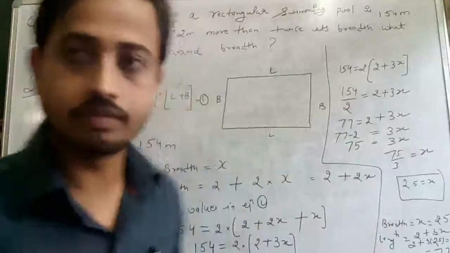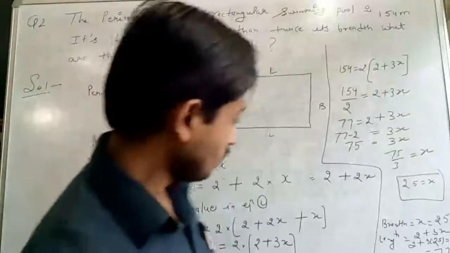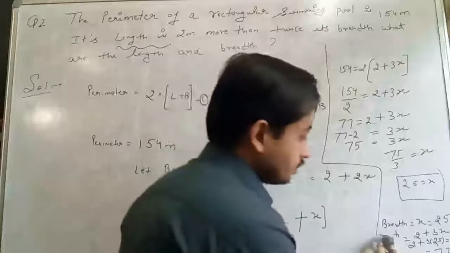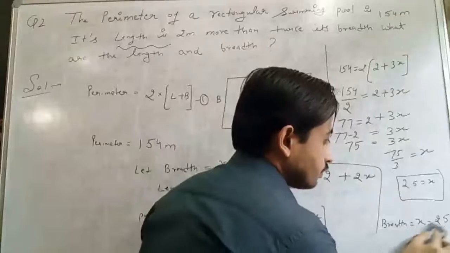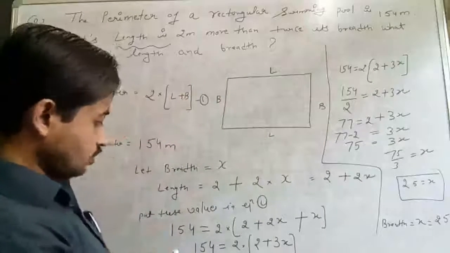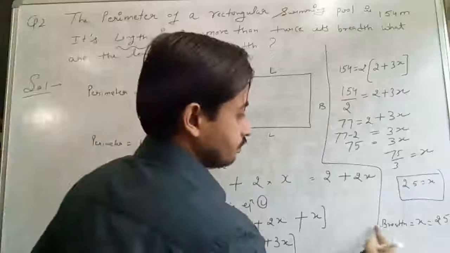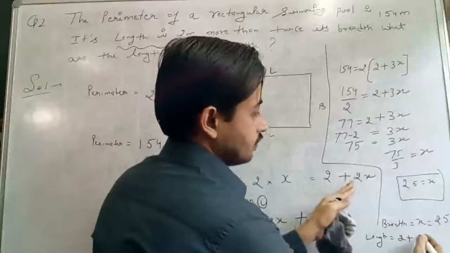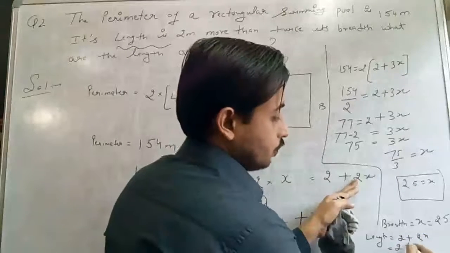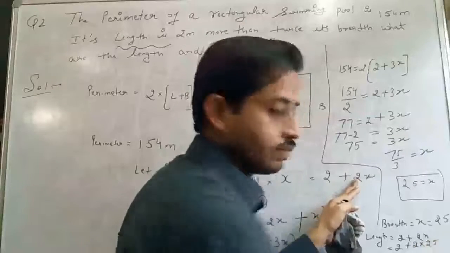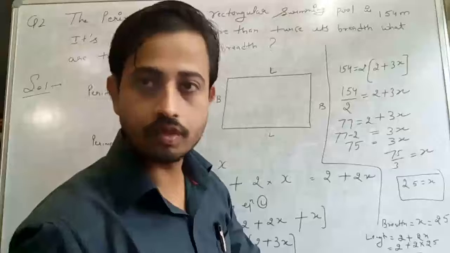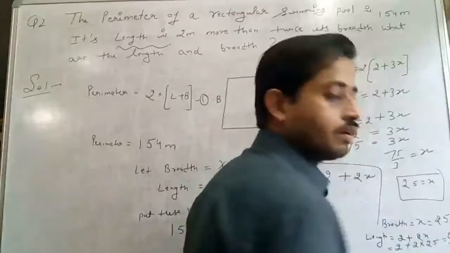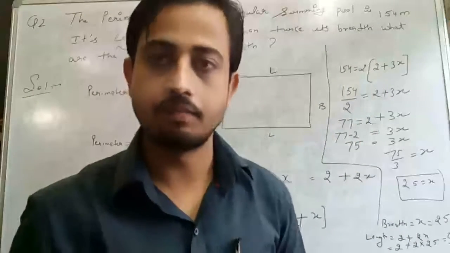Please make a note first. So your length is, what's the length? Length is 2 plus 2x, not this. Our length is, this is your equation, this one is your length. Length is 2 plus 2x, which is equal to 2 plus 2 into 25, and 25 into 2, 50, 50 plus 2, which is equal to 52 meter. That's your final answer. Please make a note first.